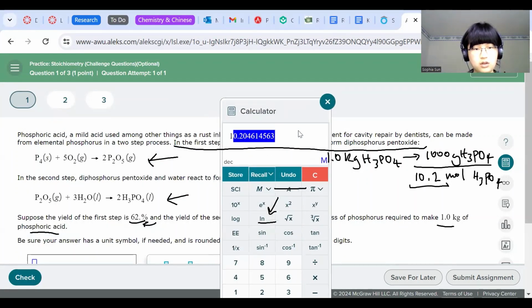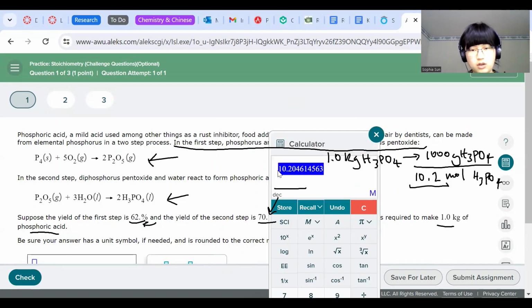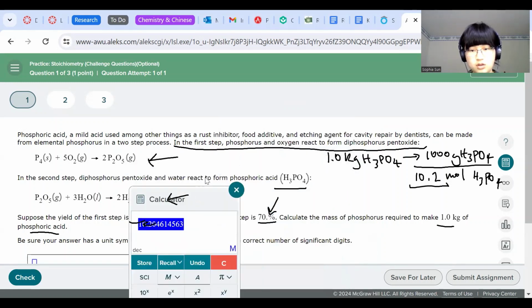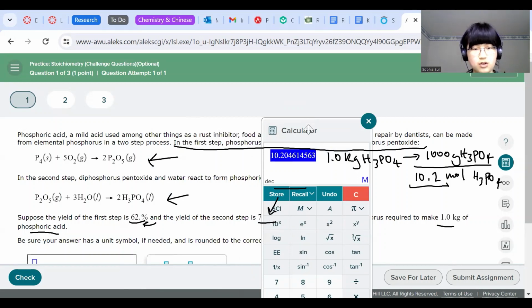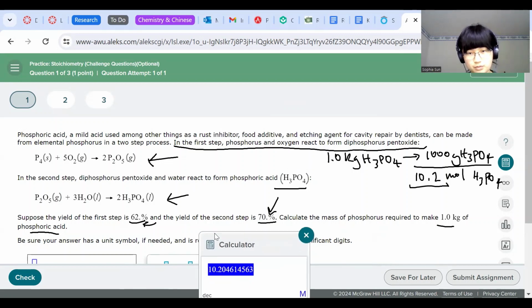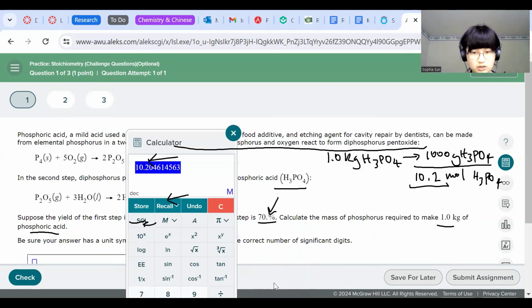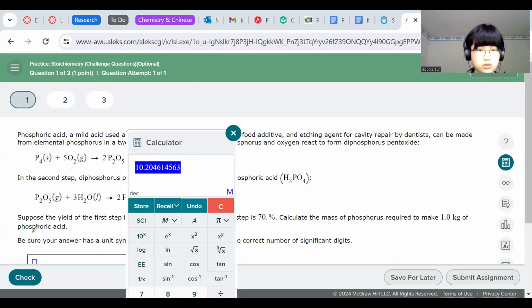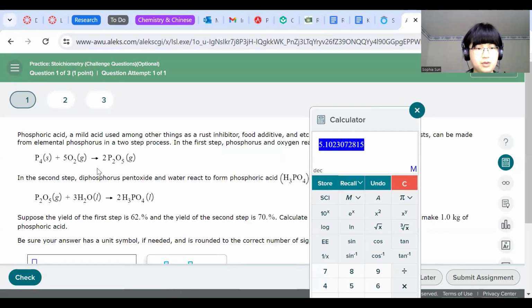Okay, now we only know the moles of phosphoric acid, but now we need to figure out the amount of diphosphorus pentoxide, which is this amount. So using your dimensional analysis skills, you can figure out that there's 2 moles of phosphoric acid for every diphosphorus pentoxide. So now I'm simply going to divide this value by 2. And now we shall move on to this equation.